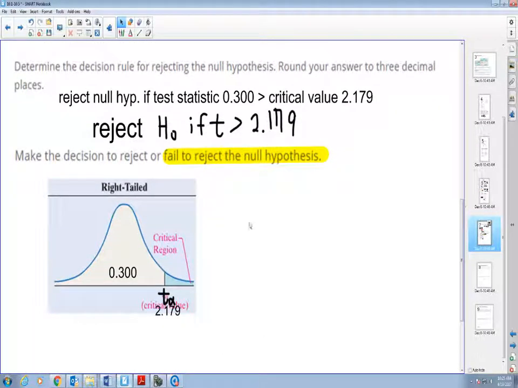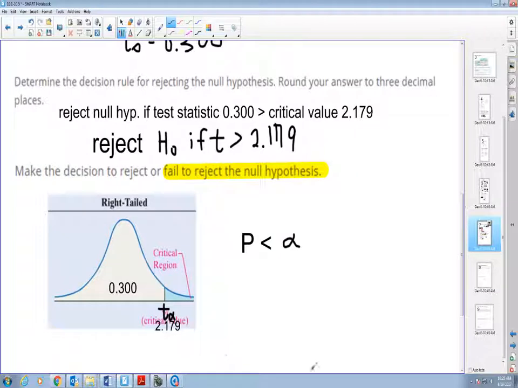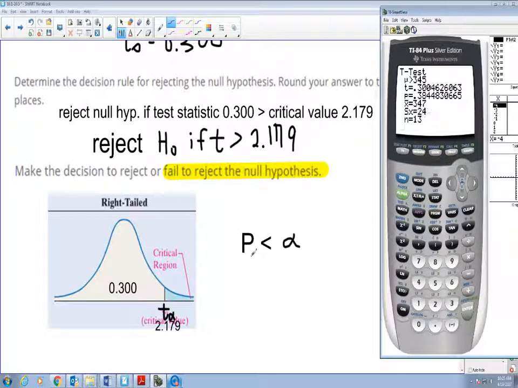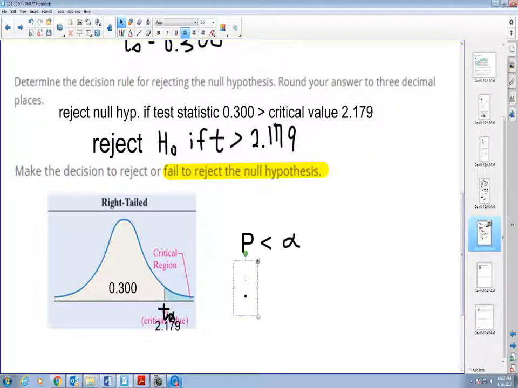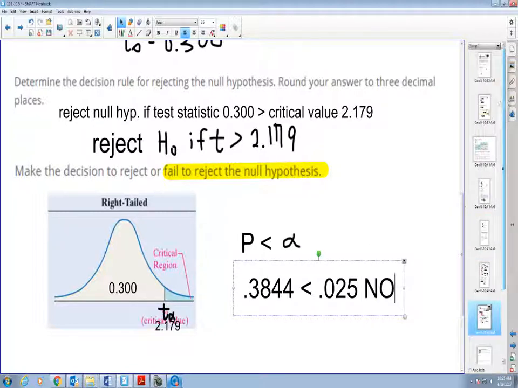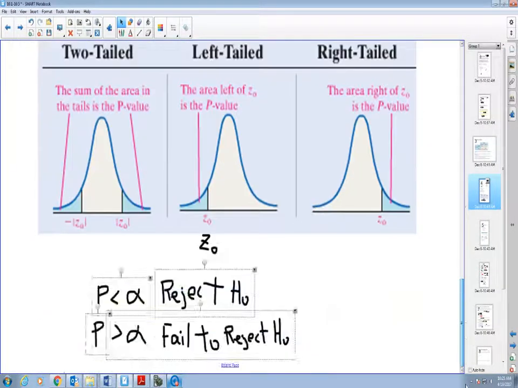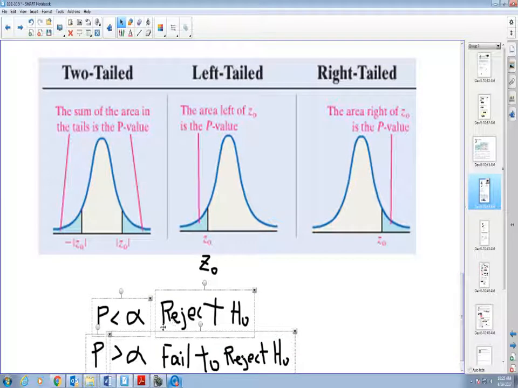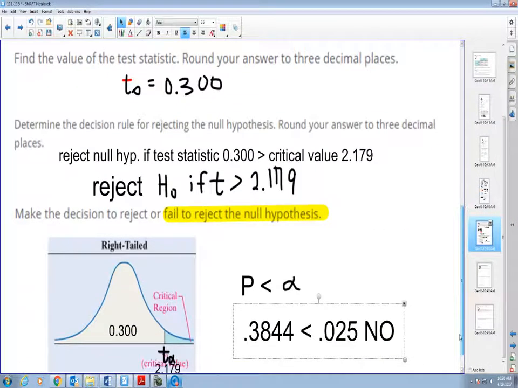So if I do the p-value, is my p-value less than my alpha? If it's less than, I reject. My p-value is 0.3844. Is 0.3844 less than my alpha 0.025? No. If it's not, we fail to reject. Let's go back and review this real quick. If it's less than, we reject. If it's greater than, we fail to reject. So we draw the same conclusion.